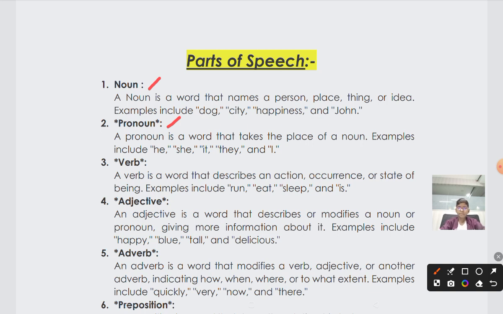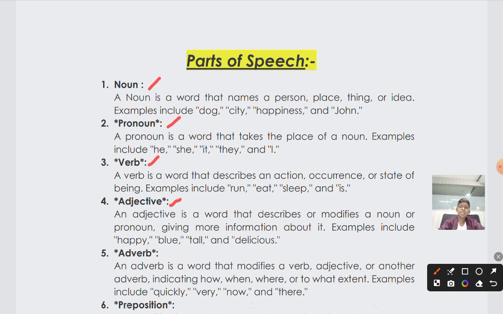Verb. A verb is a word that describes an action, occurrence, or state of being. Examples include run, eat, sleep, and use. Adjective. An adjective is a word that describes or modifies a noun or pronoun, giving more information about it. Examples include happy, blue, tall, and delicious.